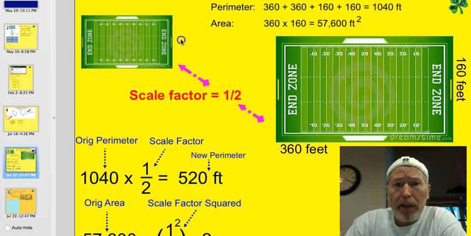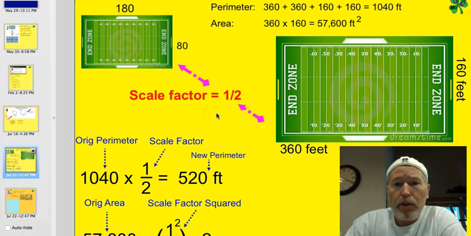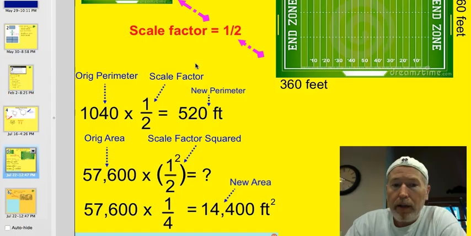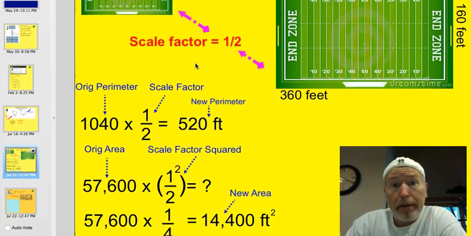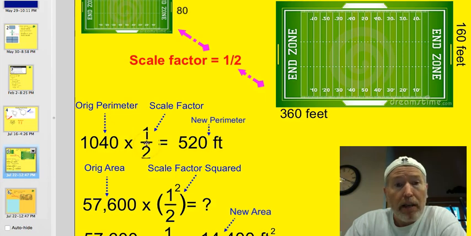Oh, I can click up here. I think I probably have those measurements in here someplace. Where are they? Here they are. So the new dimensions you could figure out too, if you halved them. If you took half of this side, it would be 80. If you took half of the 360, it'd be 180. And you could multiply those together to check your work if you want. But you also can determine the area and the perimeter just by using scale factor.